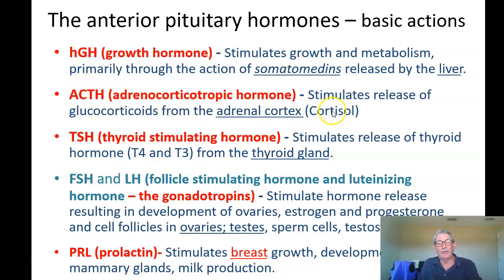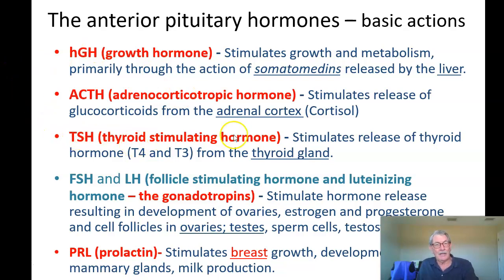Adrenocorticotropic hormone stimulates the release of cortisol. Okay, it's your main stress hormone from the adrenal cortex. Now, there are other hormones that come from the adrenal cortex too, but cortisol is the most important one.